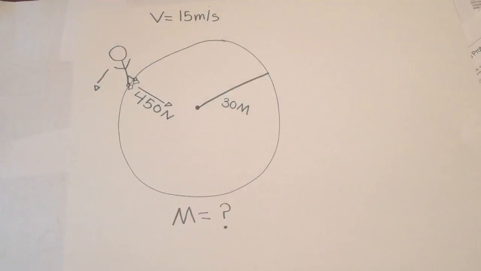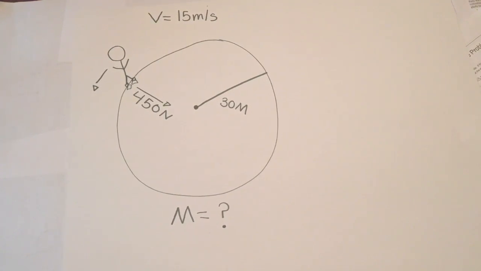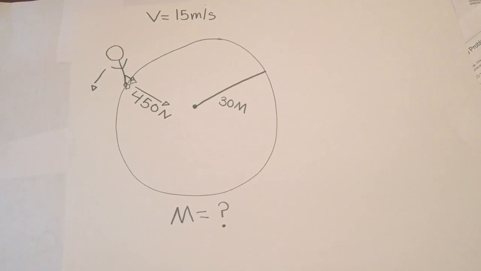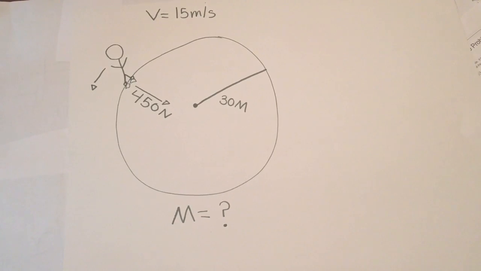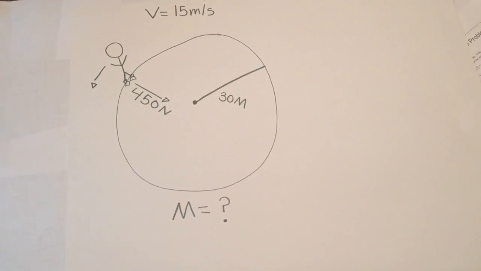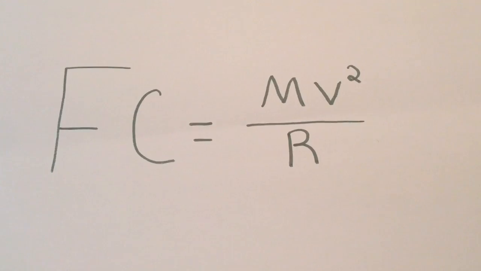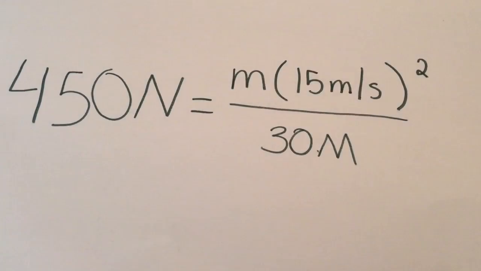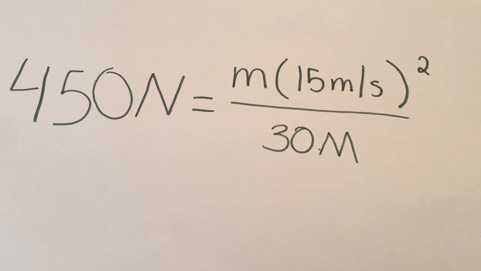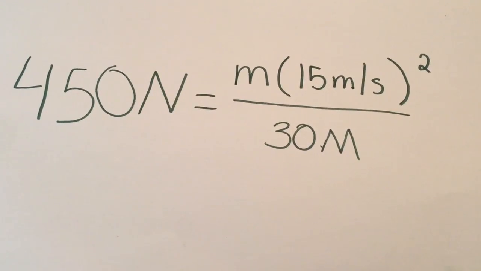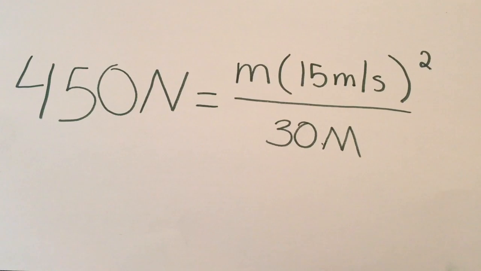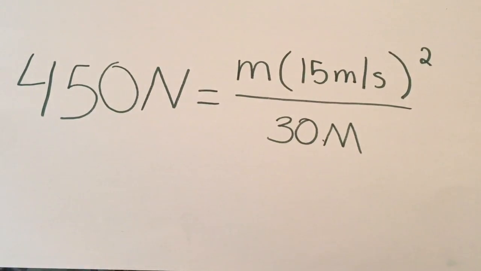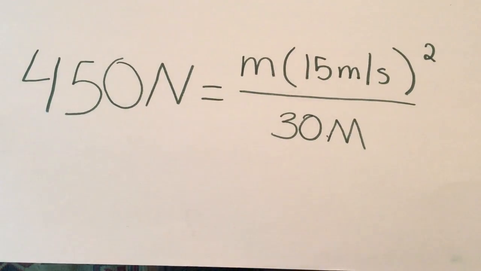Let's try to find the mass without having the mass. For this problem, imagine an ice skater is moving 15 meters per second and is going in a circle with a 30-meter radius. Now, what's her mass? First step is to write out our equation, mv squared over r. Next step is to plug in all of your numbers. From the diagram, we know that the ice skater was skating with a velocity of 15 meters per second, had a radius of 30 meters, and had a force of 450 newtons.